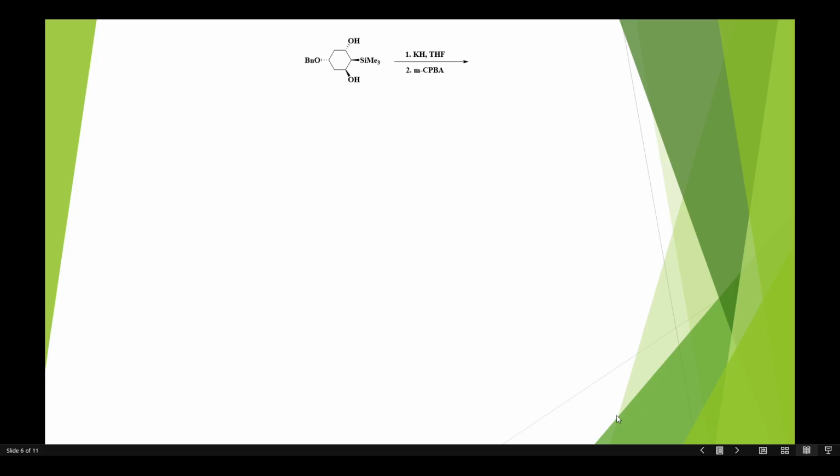In this case, I will show some problems about silicon based reagents. Then what will happen? We have potassium hydride, which is a what? Yeah, it's a strong base. Why is it a strong base?